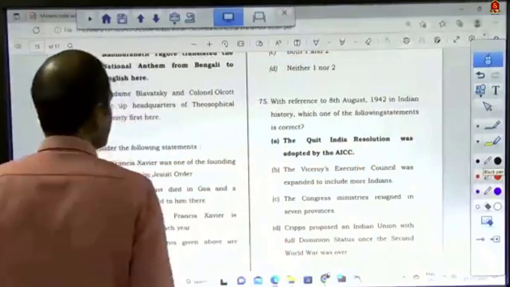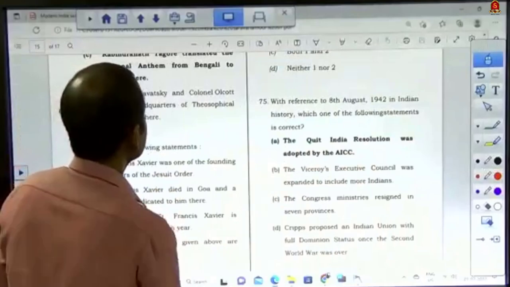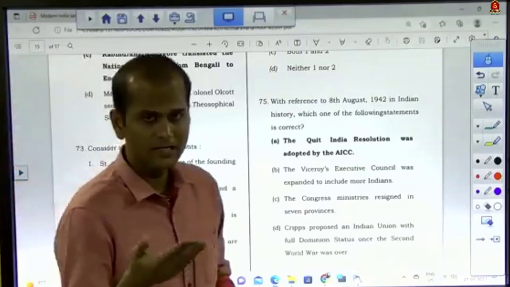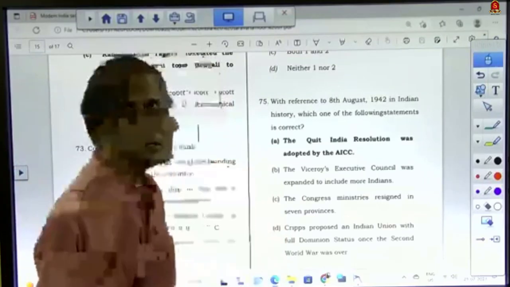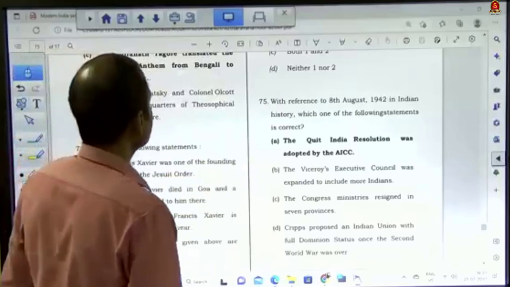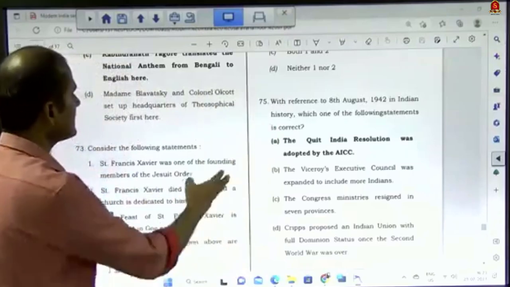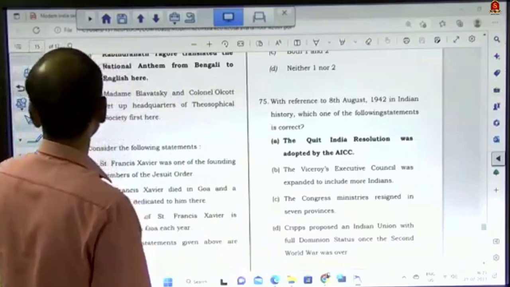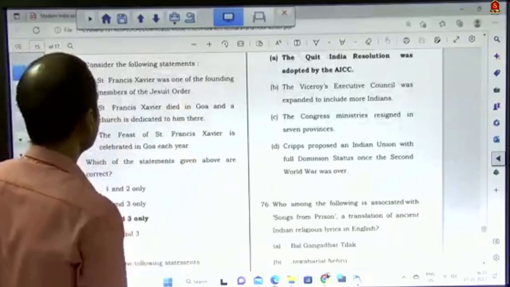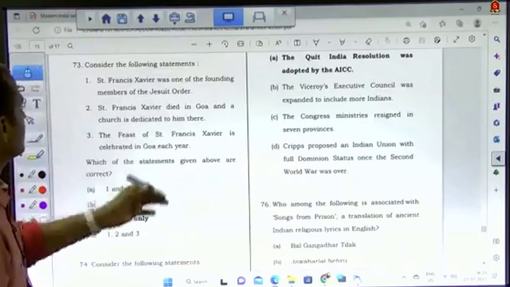Next, come to question number 75, with reference to August 8 in India. Which of the following Quit India resolution was adopted by the AICC in Congress? In the same session only, Gandhi gave the Gowalia Tank speech, the 'Do or Die' slogan, these things. The Viceroy's Executive Council was expanded to include, this is Linlithgow's statement, the August Offer. Option B is related to that. The Congress ministries resigned in December 1939, so that is 1939. Not related is the Cripps proposal, which was in March, not August. After the failure of Cripps, he started it. So the answer is A.